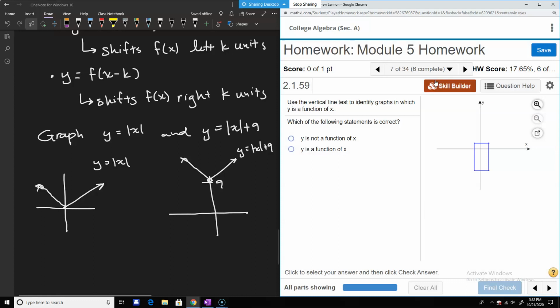Okay, vertical line test, pretty easy. We've already talked about that. A vertical line will hit the graph 2 times. The y-axis, in fact, is the vertical line that does such a task. So y is not a function of x.